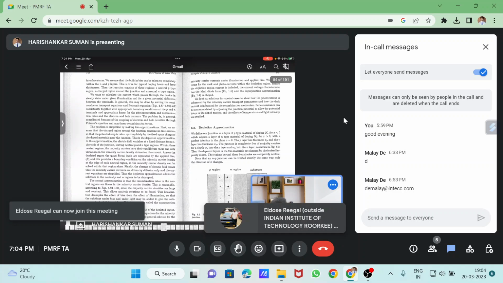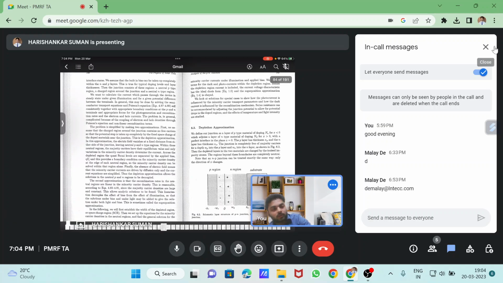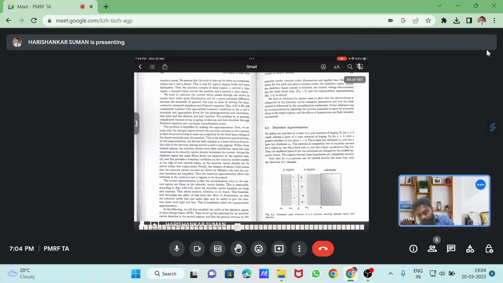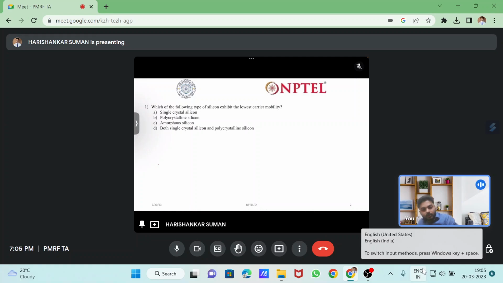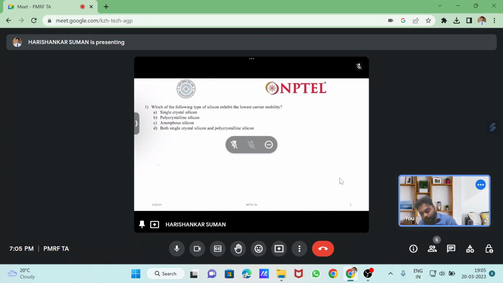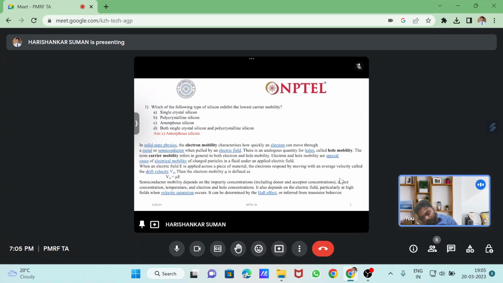Okay, so let me show one more time, then we complete today's lecture. Let me discuss one more time because people are joining. So the first question is what we discussed about carrier mobility. Carrier mobility depends on the quality of the material. This is really dependent on impurity, defects, temperature, electron. This can be calculated by the Hall effect.